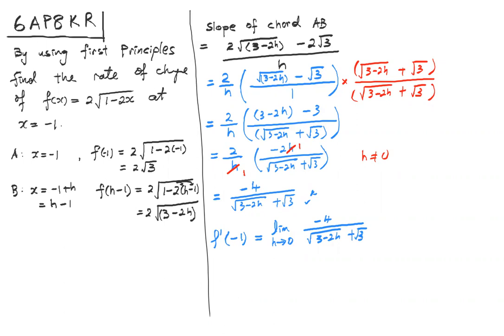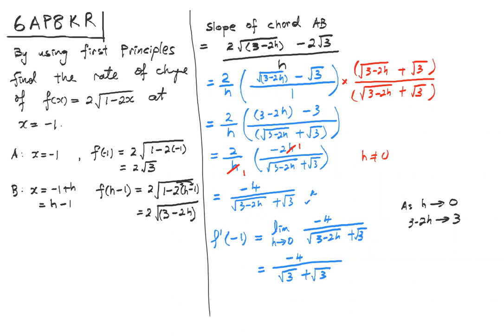So as h approaches 0, 3 minus 2h approaches 3. So that one you can put in your mind. If you want to impress the examiner, you can say as h approaches 0, 3 minus 2h approaches 3. This shows you understand the sense of limit. So this will be negative 4 over square root of 3 plus square root of 3. Got it?